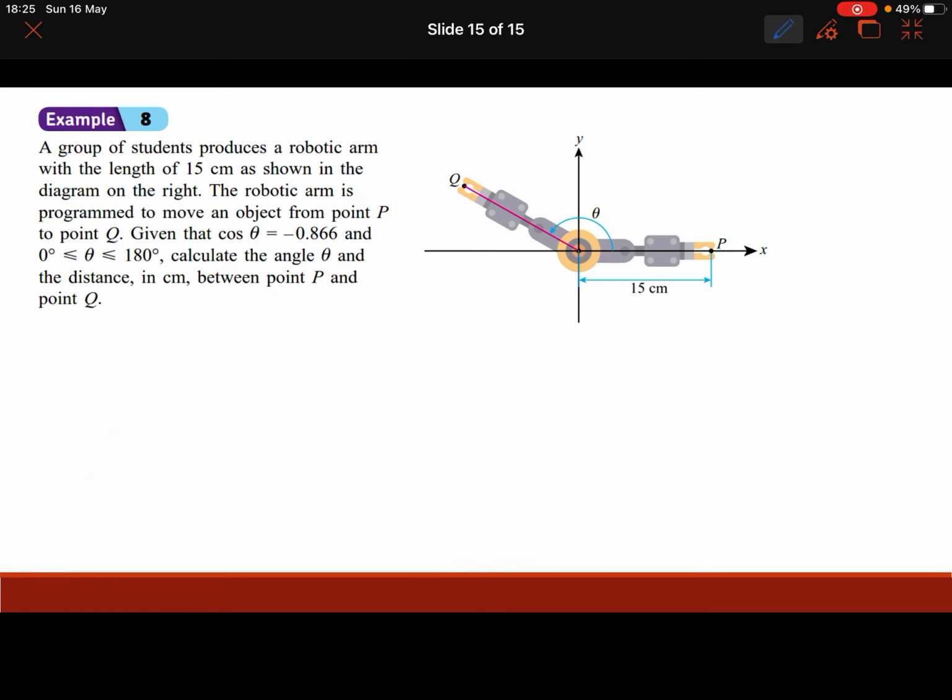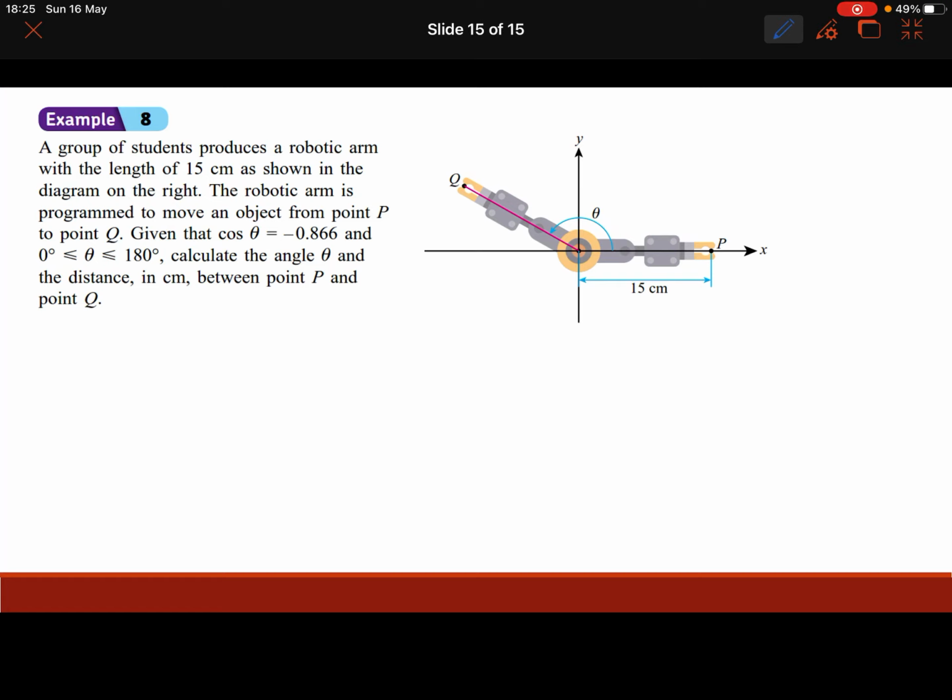Okay, last one, example 8. A group of students produces a robotic arm with a length of 15 cm, as shown in the diagram on the right. The robotic arm is programmed to move an object from point P to point Q, given that cos theta equals negative 0.866. Calculate the angle theta and the distance between point P and point Q.